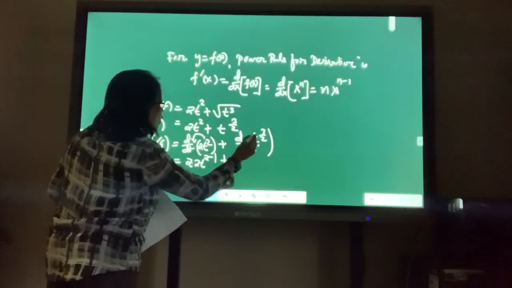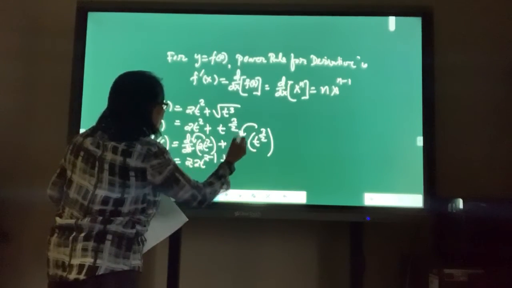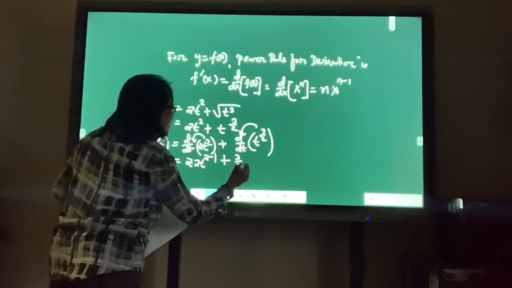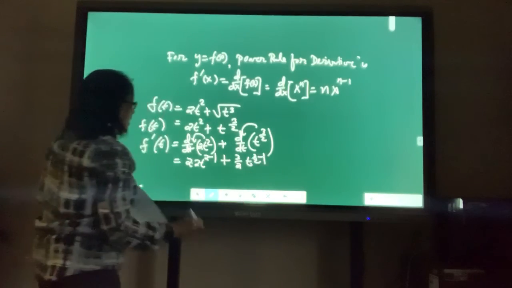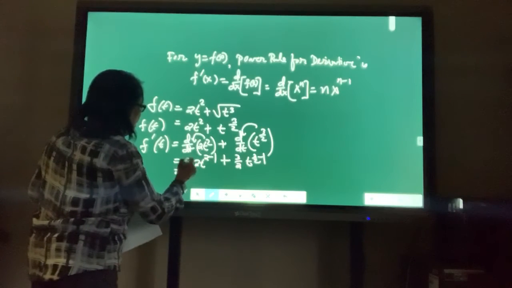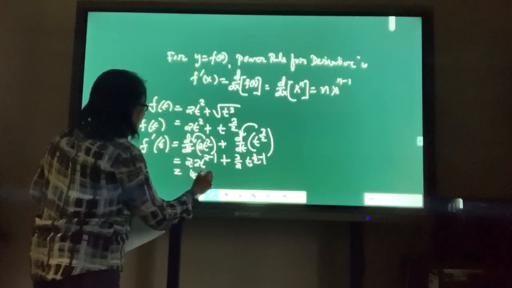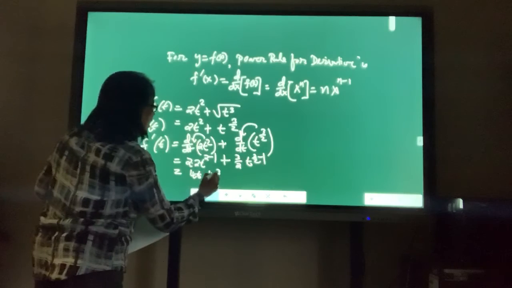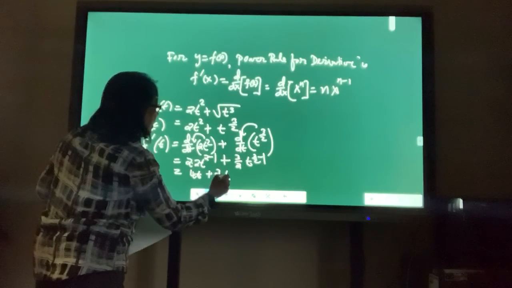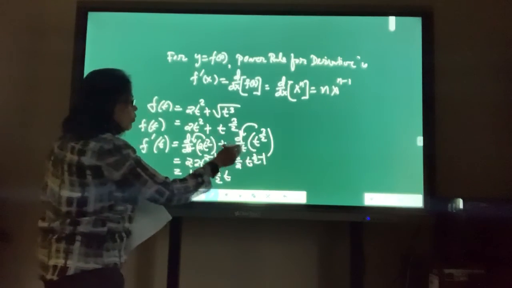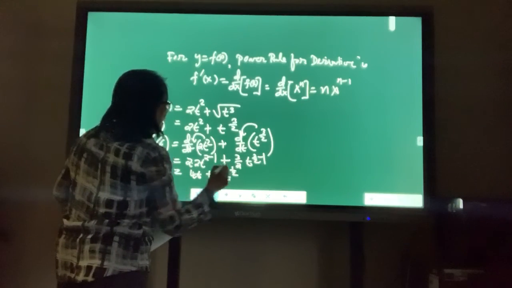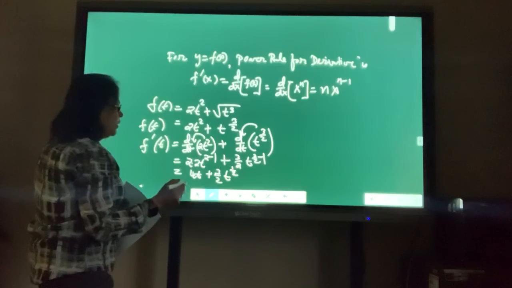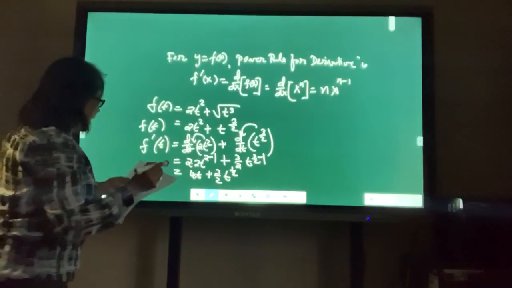Now go to the second one, bring the power down, which is 3 over 2, t to the power 3 over 2 minus 1. Now collect all this: it is 4t plus 3 over 2 t to the power 3 by 2 minus 1, which would be 3 minus 2 over 2, which is going to be 1, and the power is 1/2. So that's pretty much the final answer.